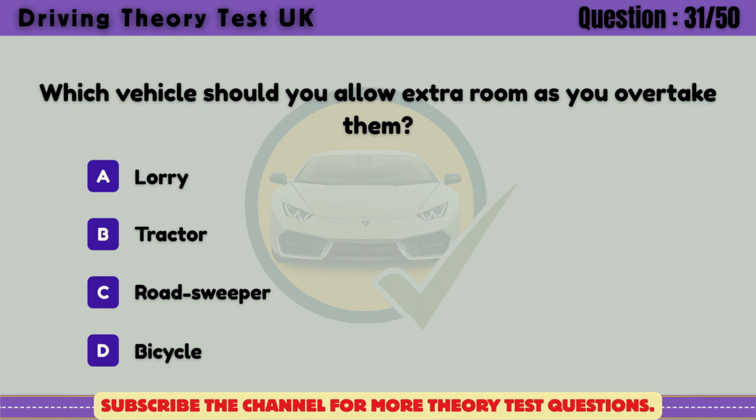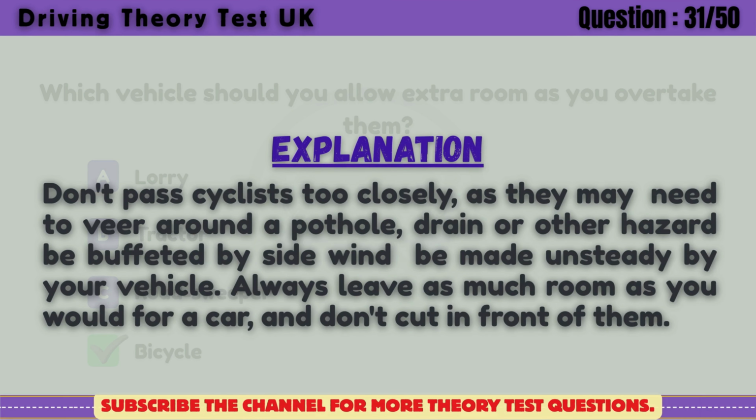Question 31. Which vehicle should you allow extra room as you overtake them? Option A. Lorry. B. Tractor. C. Road sweeper. D. Bicycle. Answer is D. Bicycle. Don't pass cyclists too closely, as they may need to veer around a pothole, drain, or other hazard. They may be buffeted by side wind, or be made unsteady by your vehicle. Always leave as much room as you would for a car, and don't cut in front of them.